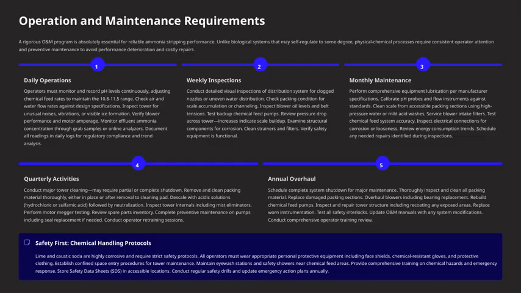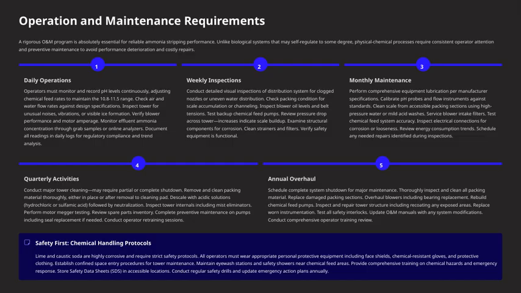Inspect internal components such as mist eliminators, perform motor Megger testing to check insulation resistance, and review the spare parts inventory. This is also a good time to perform preventive maintenance on pumps, including replacing seals if necessary, and to conduct operator retraining sessions to ensure everyone is up to speed.